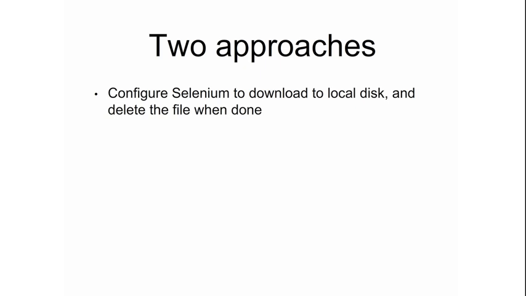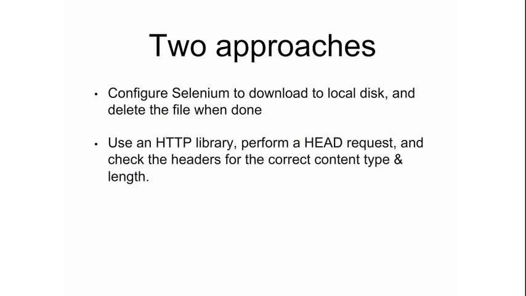So there are 2 different approaches. Within Selenium, you can configure it so it downloads the file locally to the disk and then delete the file when you're done. Or you could use an HTTP library, perform a head request on that file, and then check the headers to make sure that you got the correct content type and the correct length. Make sure that the file isn't empty, basically. The reason why you might want to do the latter is that it's an order of magnitude faster than using Selenium.